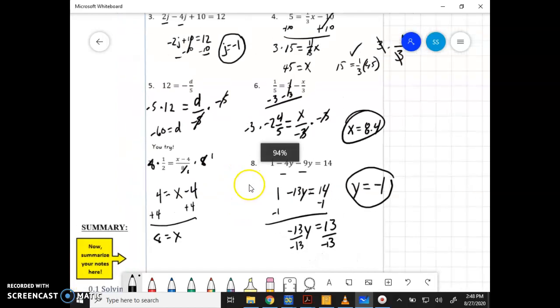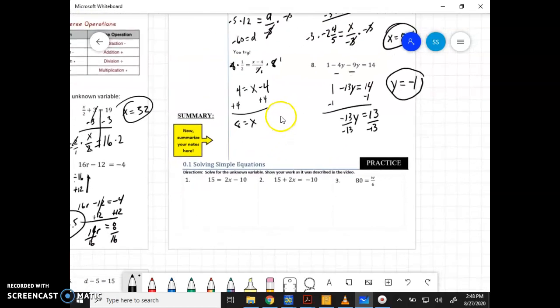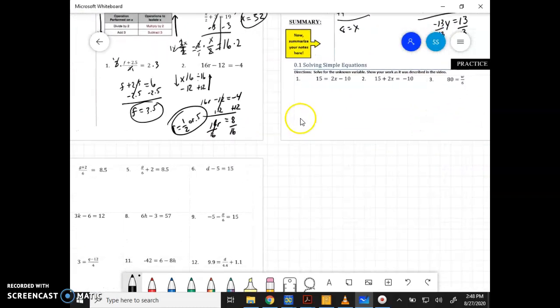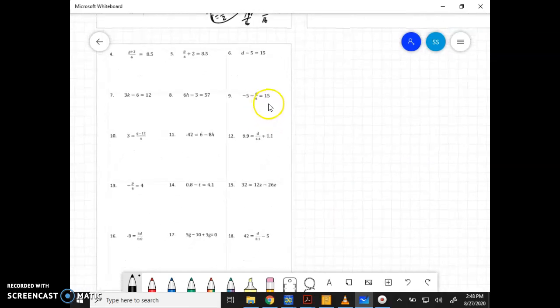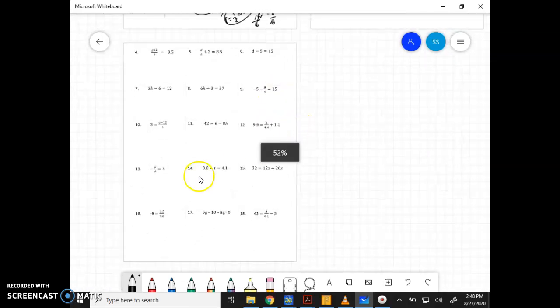All right. So that is all the notes we're going to do for this unit. You guys were supposed to try 1 through 8, I believe. So now you can go ahead and attempt the rest of these problems.